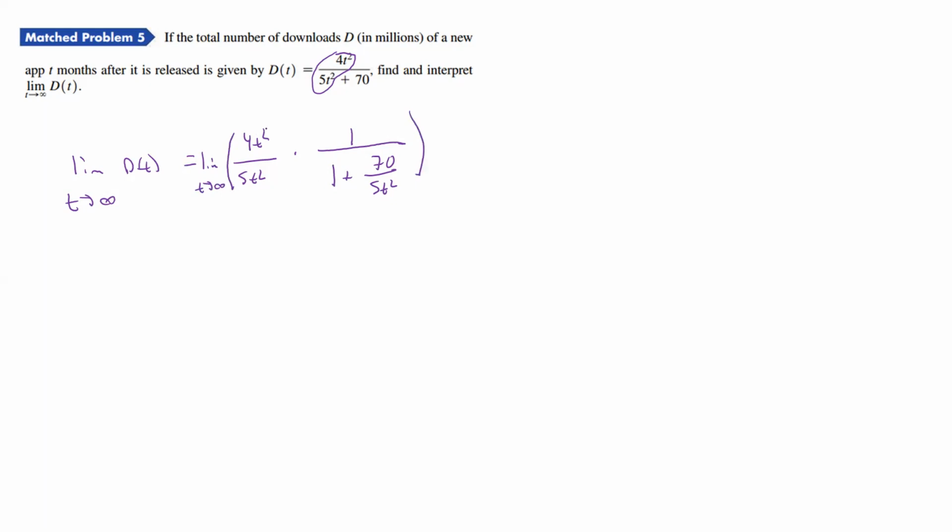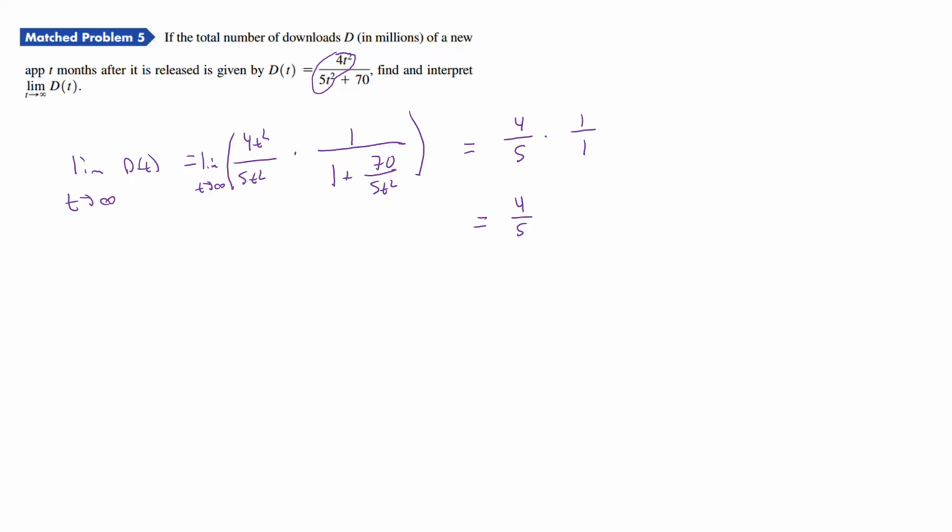Now, your t squareds are going to cancel, and if we take this as it approaches infinity, that's going to go to 4/5. Then if you plug infinity in here, that's 70 over infinity, which is basically zero. That's 1 over 1. So that's times 1 over 1, and that gives us 4 over 5.